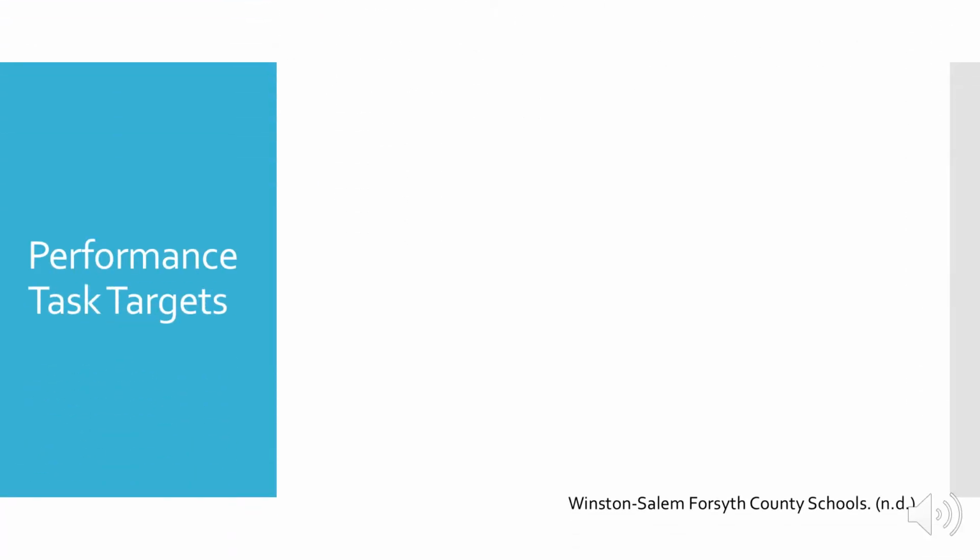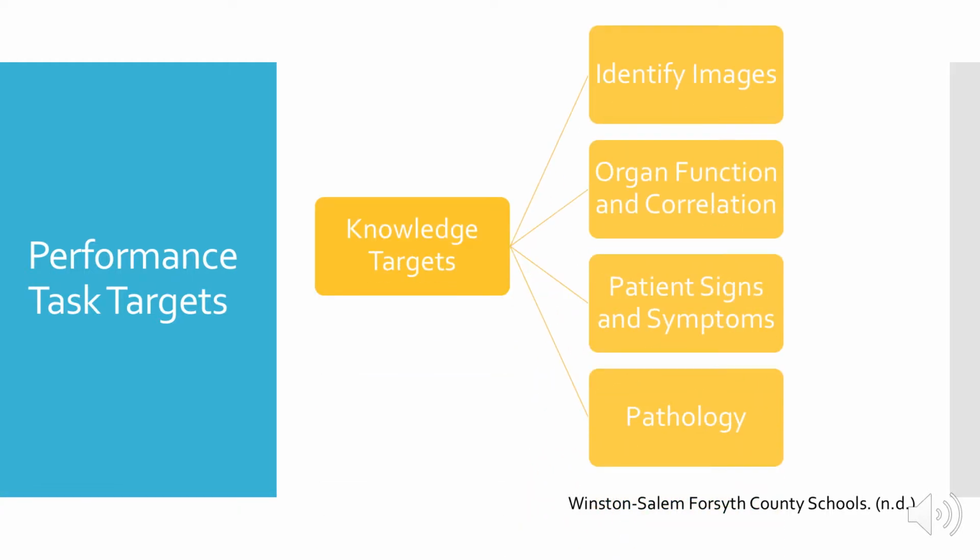All right, so the performance task targets for this unit are first the knowledge targets, which describe the concepts and facts that students should know. And the knowledge targets are that students will know how to identify sonographic images of abdominal organs. They'll know the physiologic functions of abdominal organs and organ function correlation. They'll know the patient signs and symptoms correlating to ultrasound findings. And lastly, students will know common abdominal organ pathologies, and then they'll be able to relate them to patients clinically.